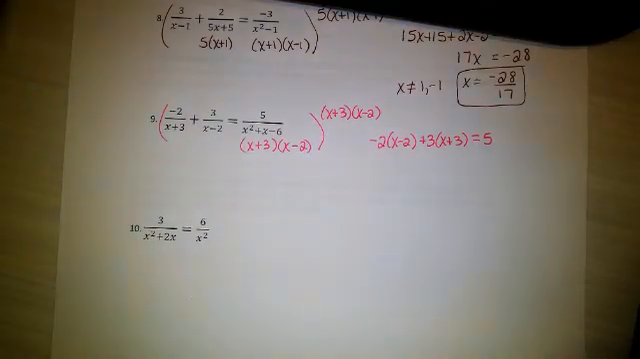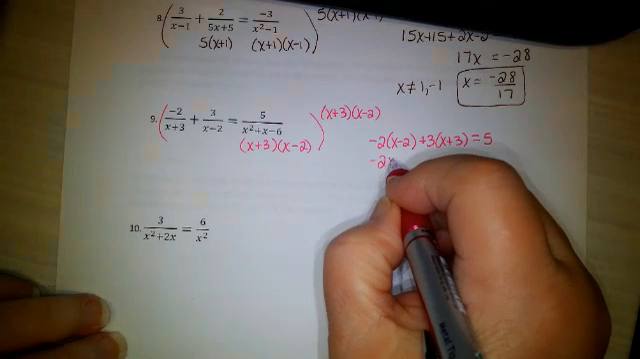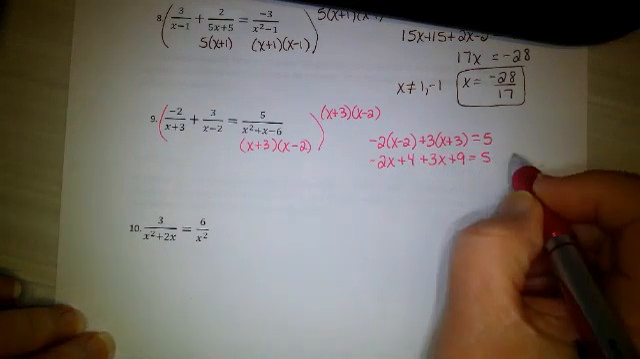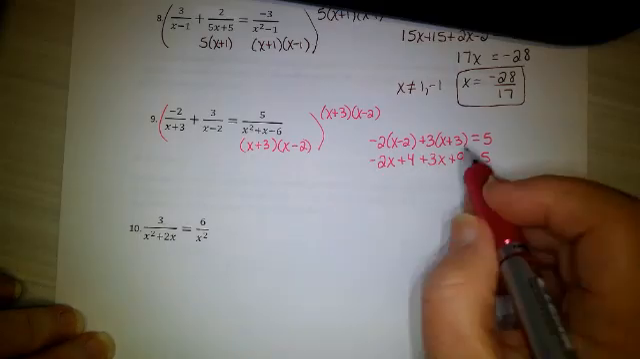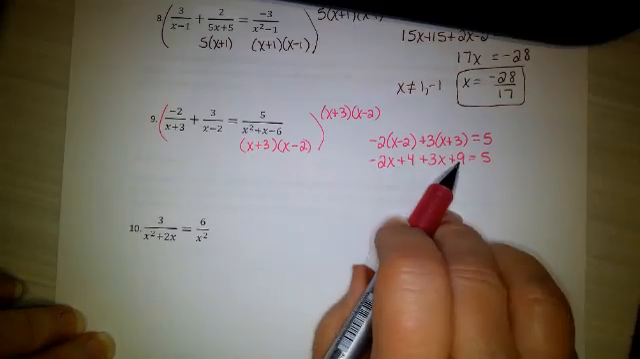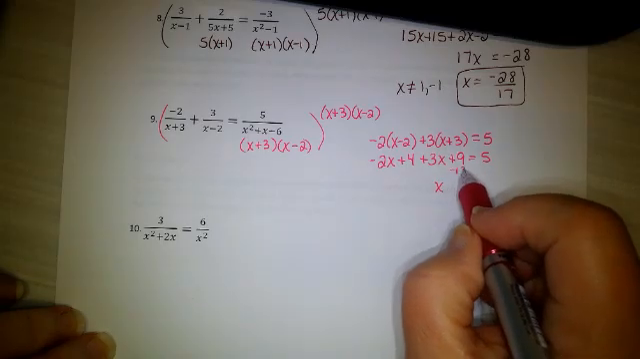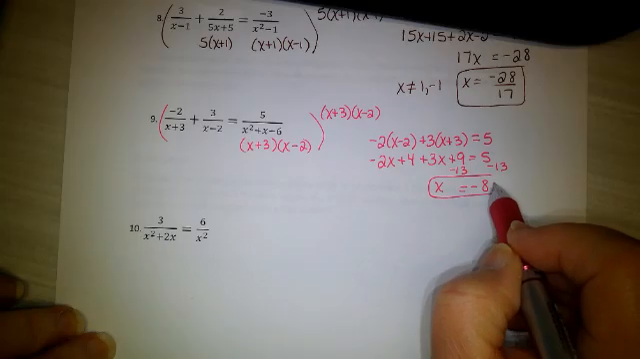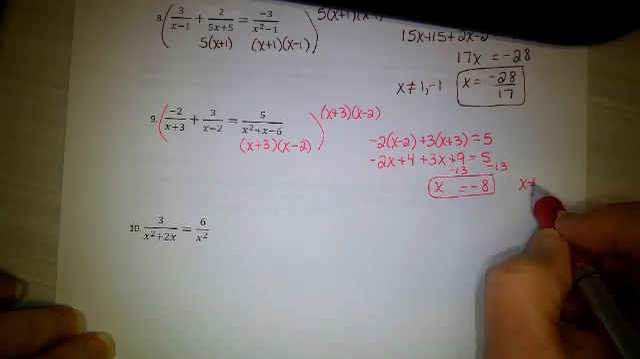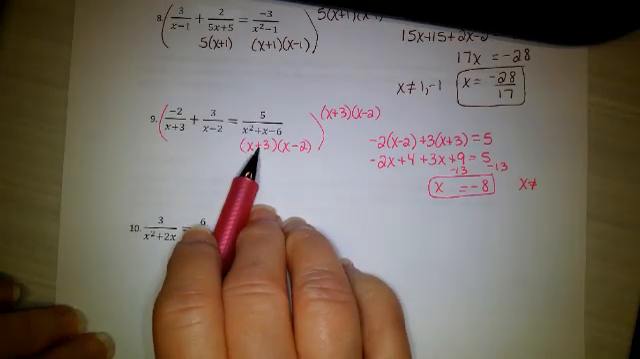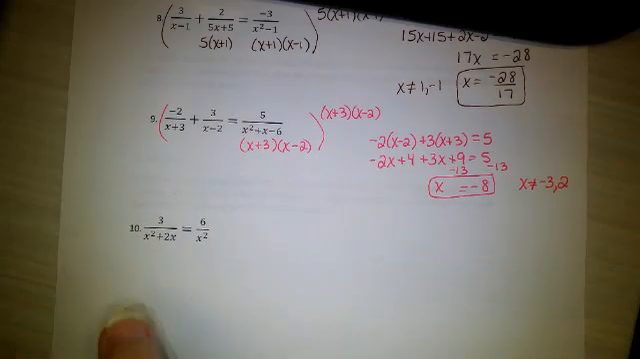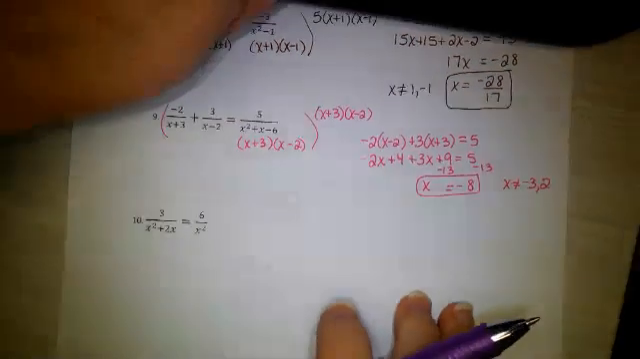Once you get rid of the denominators, it's pretty easy to solve. Negative 2x plus 4 plus 3x plus 9 equals 5. So negative 2x plus 3x is just x. 4 plus 9 is 13. So when I subtract 13 from both sides, x is negative 8. My restricted values are negative 3 and positive 2. So my answer is just fine. All right, last one. We've got this.